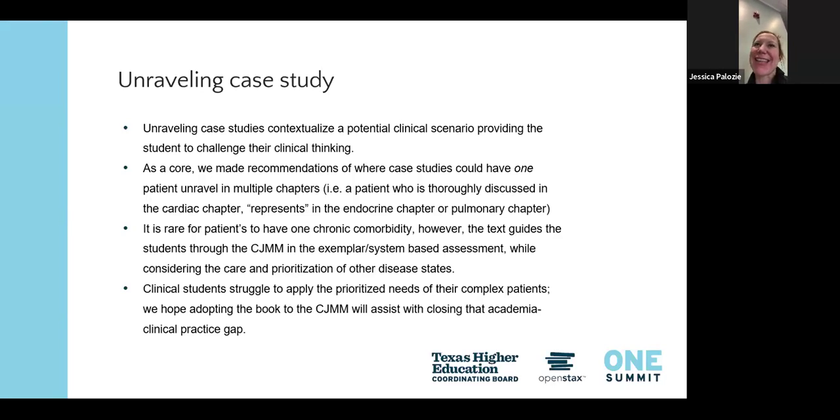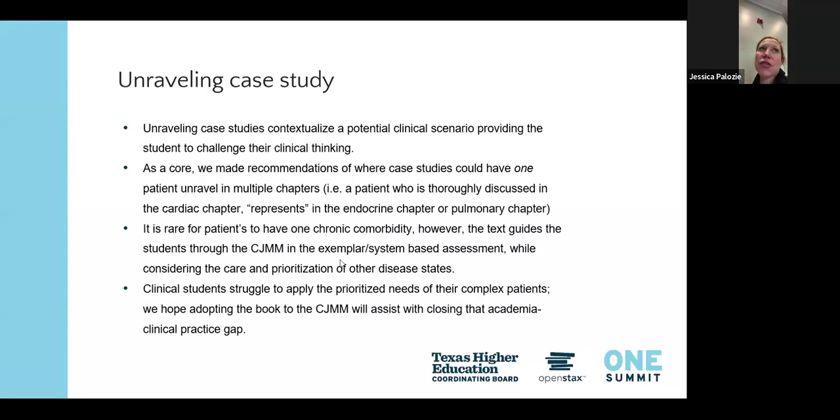He had a heart attack, he had high blood pressure. So he was threaded through the cardiac chapter, and then we found another chapter to stick him into, because our students are seeing complex patients. They have a lot of comorbidities. So we're trying to use these case studies in multiple chapters.